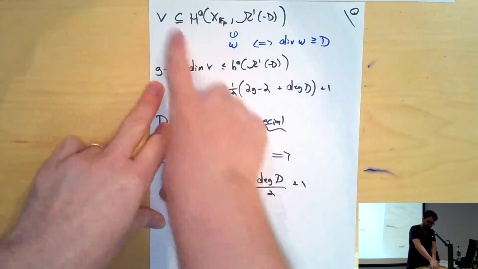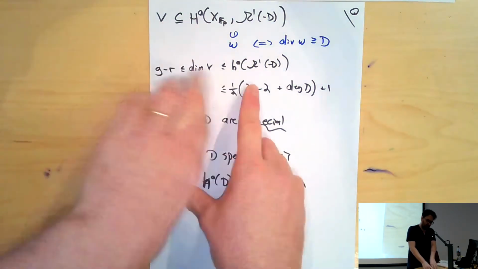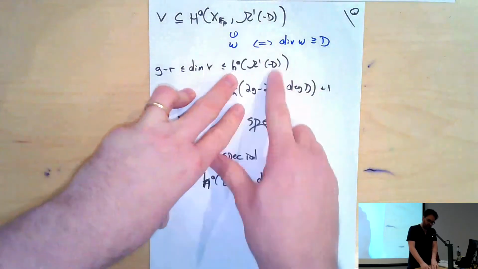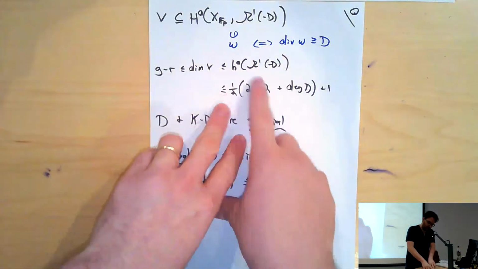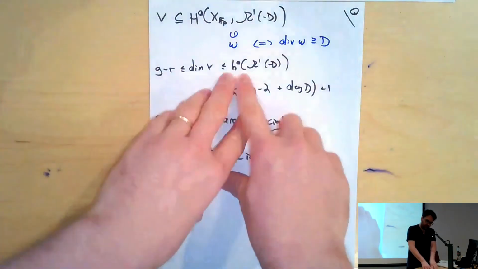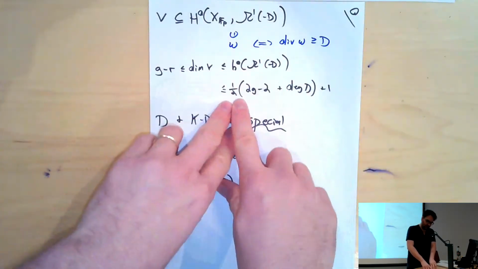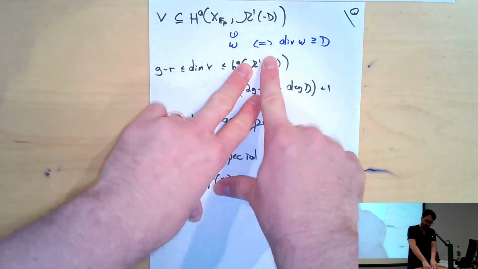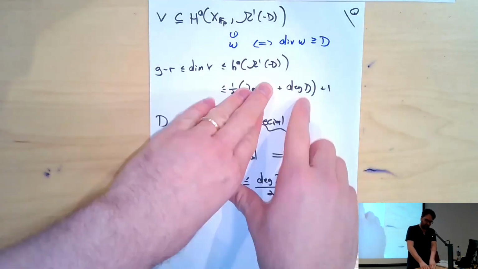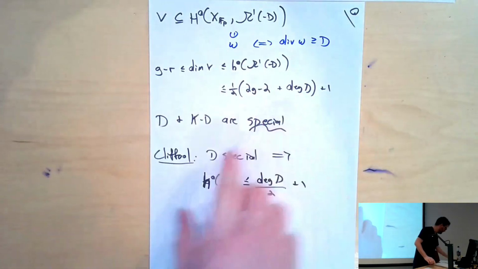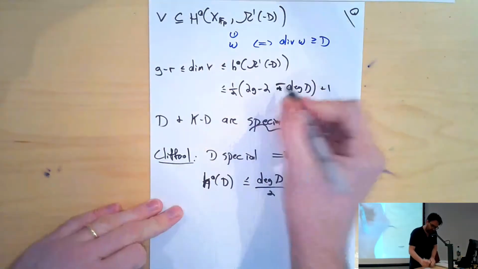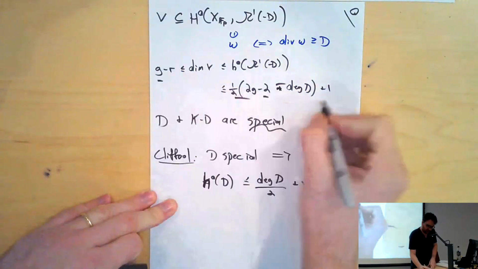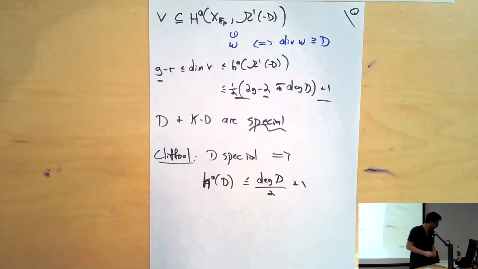So this had dimension g minus r. So this has dimension at least g minus r. And by Clifford's theorem, this space has dimension at most, okay, so this has 2g minus 2, and this is minus, what's a typo? Minus degree of D. And so if you just clear everything, you get Stoll's theorem.